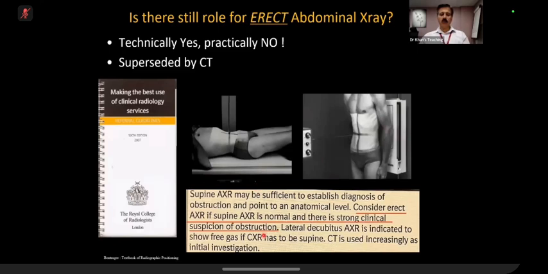Now, what is the use of an erect film? This is from the guidelines of the Royal College of Radiologists.